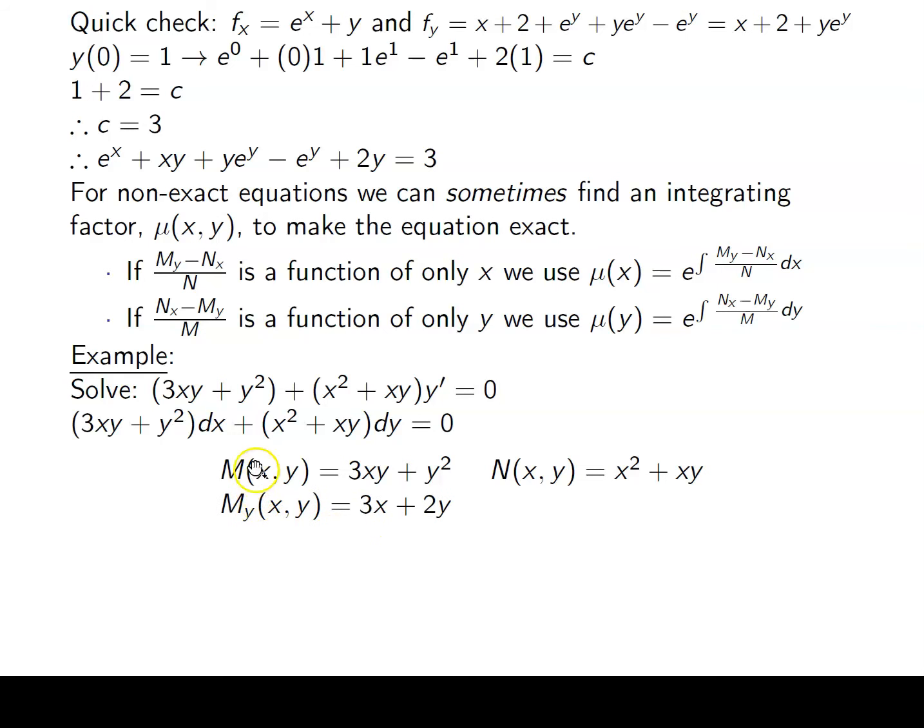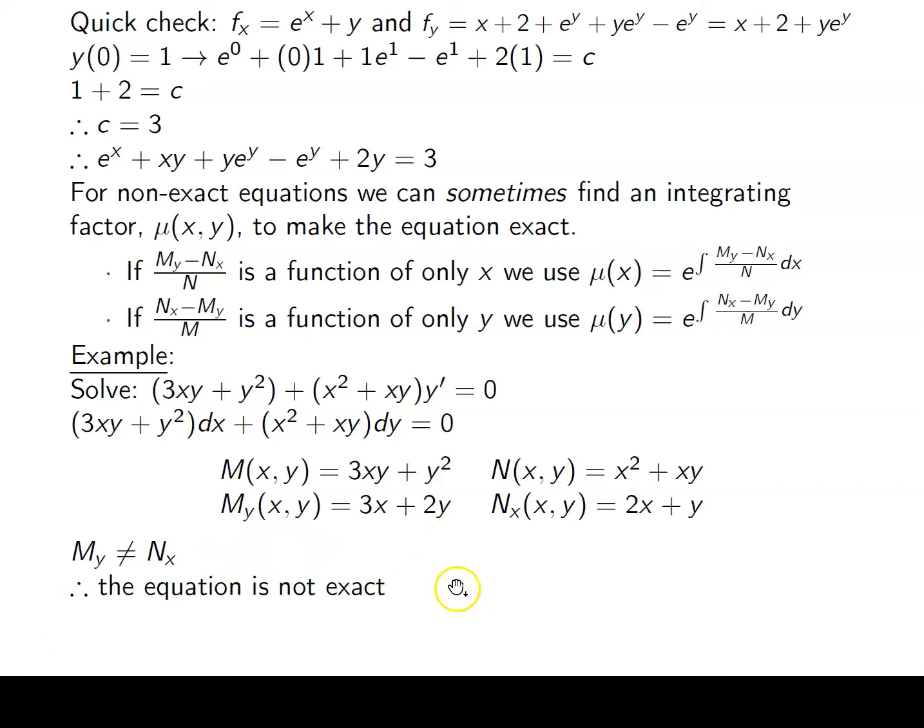So here I'm going to differentiate this with respect to y. Here the y goes away. This turns into 2y. I'm going to differentiate this with respect to x, so this will turn into 2x, and then the y will be left over. And they're very, very close to being the same, but not quite. Okay, they're not the same, so this is not an exact equation.